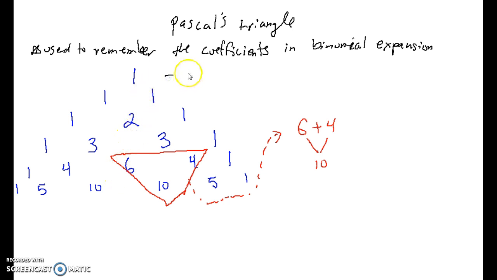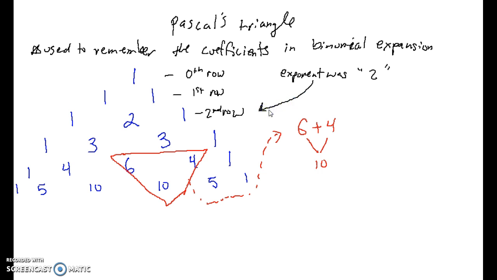This is what we consider the 0th row. This would be the first row. This would be the second row, right? And so the 0th row, the first row, the second row, each row corresponds to the original exponent. So that means that if the exponent was, say, 2, we would look at the second row. Okay? Now, you might forget that. So how can I know for sure? Well, here's a little hint.